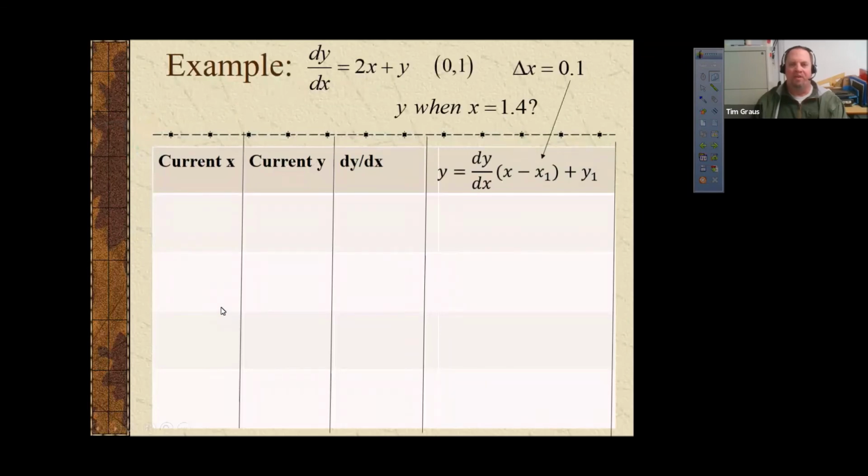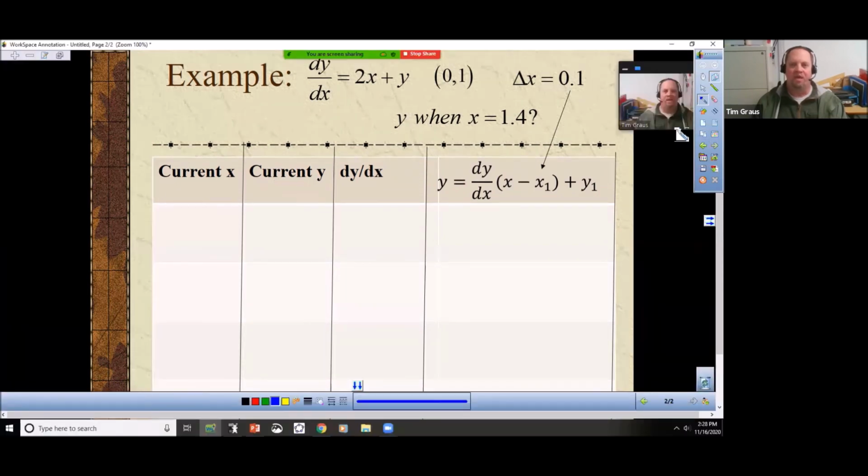When I do Euler's method, I like to keep track of things in a table. We have dy dx equals 2x plus y with a starting value of 0, 1. I'm going to take steps delta x of 0.1, and I want to find the y value when x equals 1.4. So my current x is 0, my current y value is 1. Using those two values, I can calculate dy dx, 2 times 0 plus 1. So dy dx equals 1.